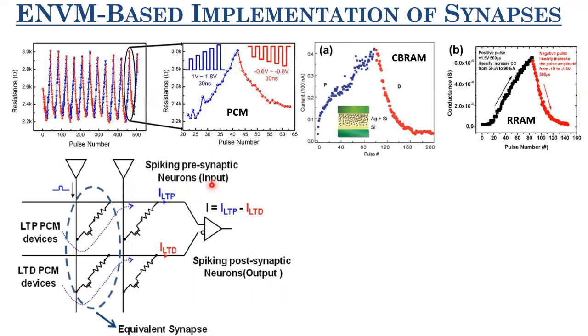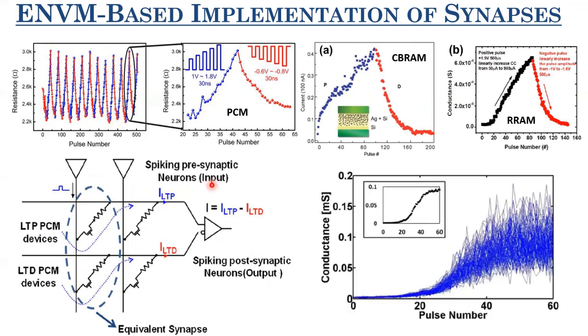However, one problem with all the emerging non-volatile memories is variations. So you apply identical pulses, the conductance increases, okay. But at the same time, if you plot the conductance of the different devices in that array, all of these conductances will be different. I mean, you see, there's a huge distribution of the conductance of the different devices. And that is not the case in biological synapses. So uniformity is something which is important.